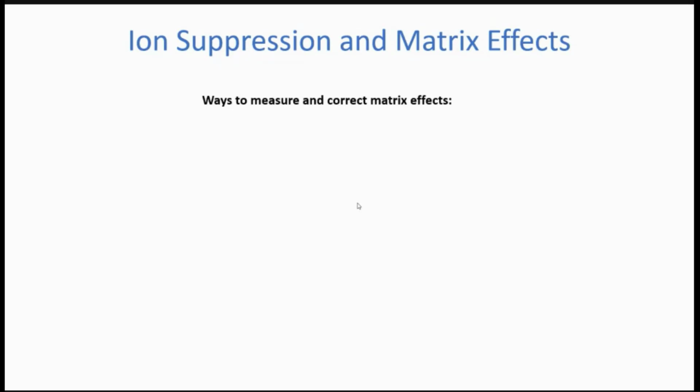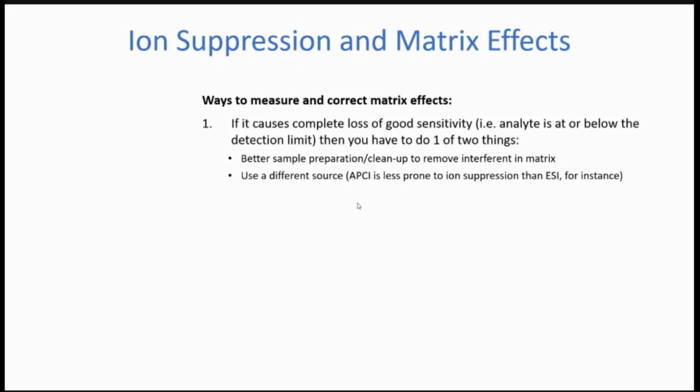Okay, so ways to measure and correct for matrix effects. First of all, if the matrix causes complete loss of good sensitivity, for instance, the analyte is at or below the detection limit, then you can do one of two things.